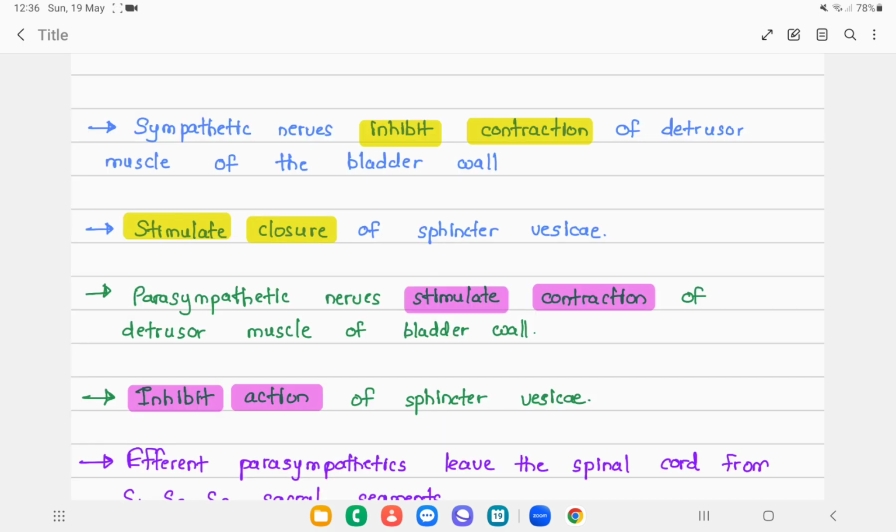What happens when the sympathetic nervous system is stimulated? When the sympathetic nervous system is stimulated, those nerves inhibit the contraction of the detrusor muscle of the bladder wall, as well as stimulate the closure of the sphincter vesicae. When parasympathetic nerves are stimulated, they stimulate the contraction of the detrusor muscle of the bladder wall and inhibit the action of the sphincter vesicae.